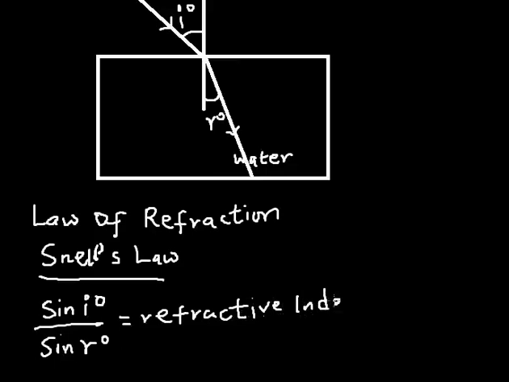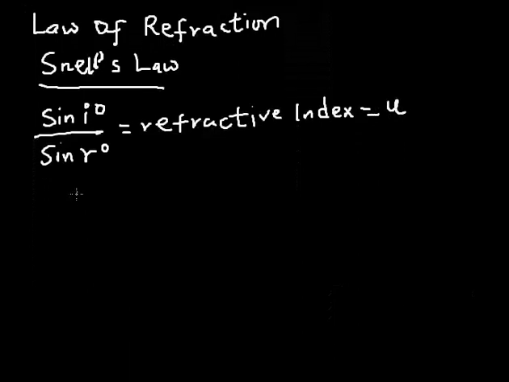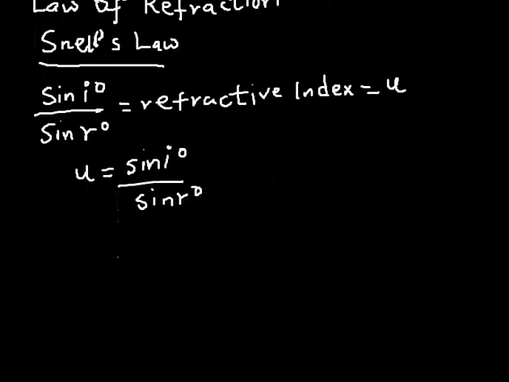So every medium has its refractive index. And of course we use this symbol to represent refractive index. So the refractive index of a medium is always giving us the sine of the incident angle to the sine of the angle of refraction. So I hope that is well understood.